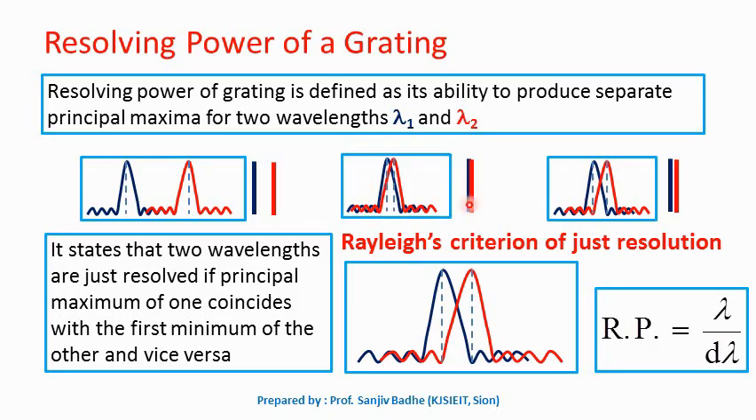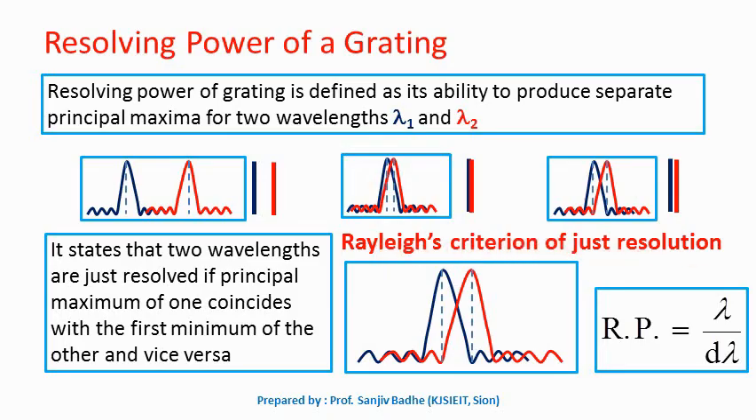If the spectral lines are merging with no gap between them, then we say that these spectral lines are not resolved. So the wavelengths are not resolved. In such a case, the maxima corresponding to the particular spectral lines will be very close to each other, as shown here. And we will say that the two spectral lines are just resolved if there is a very thin gap between the spectral lines. The criterion for this just resolution is given by Rayleigh, and it is called Rayleigh's criterion for just resolution.